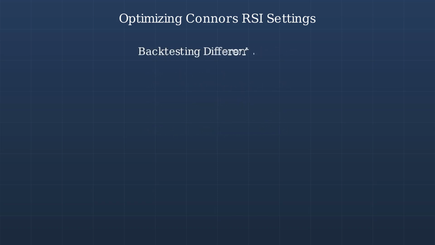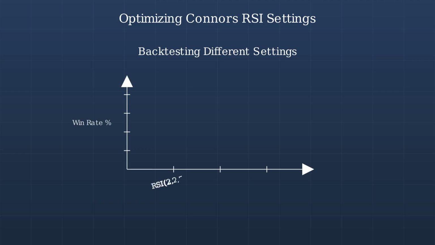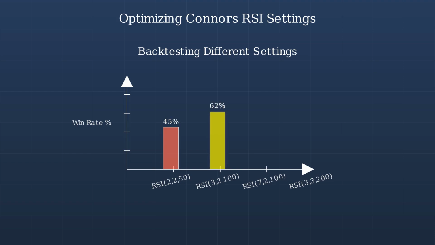Here's an example of how different Connors RSI settings might perform in backtesting. Each configuration shows a different win rate based on historical performance. Testing multiple configurations allows you to identify which settings perform best for your specific trading style and markets. In this example, the RSI 72100 configuration achieved the highest win rate at 78%.